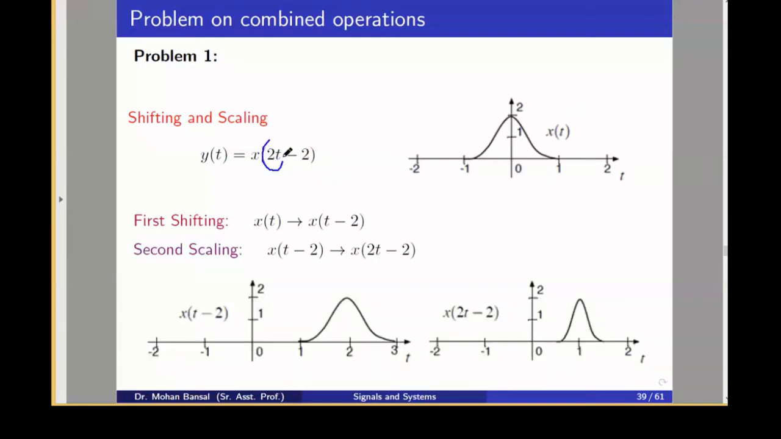Now we will scale the signal by the amount of 2, so it will compress by 2. The signal will look like this. If we compress by 2, it will be 1 divided by 2, 2 divided by 2, and 3 divided by 2. Correct? So the signal will start from 0.5 and end at 1.5, and the center will be 1. I hope, are you getting me? Yes, sir.